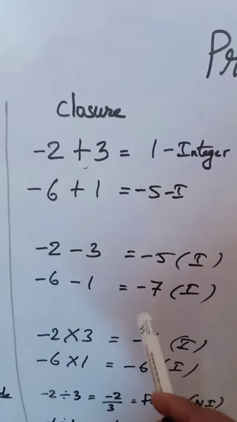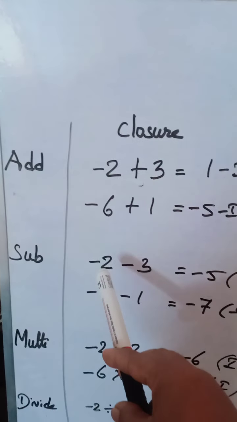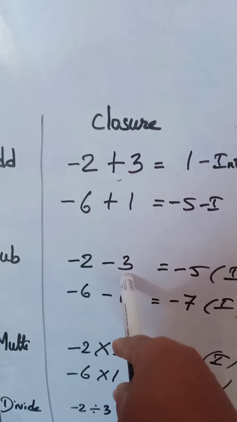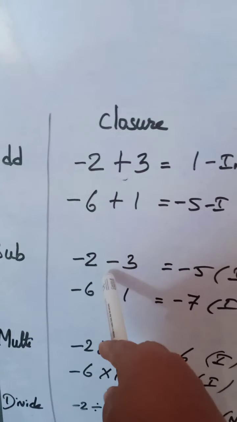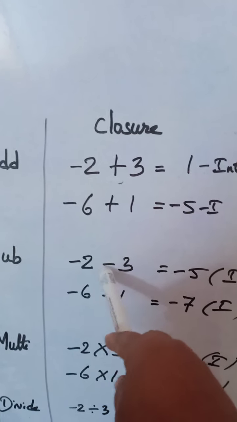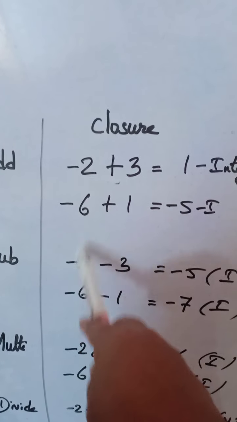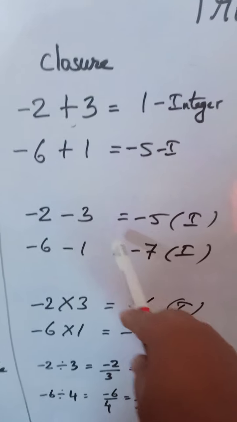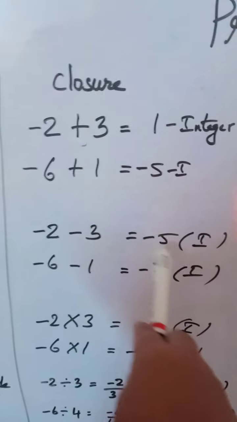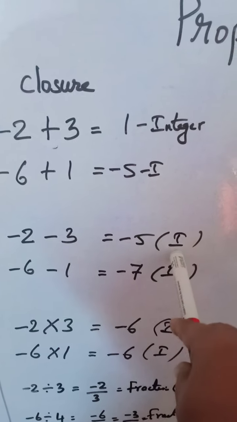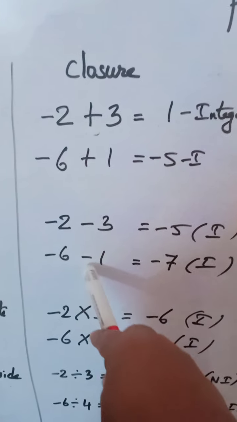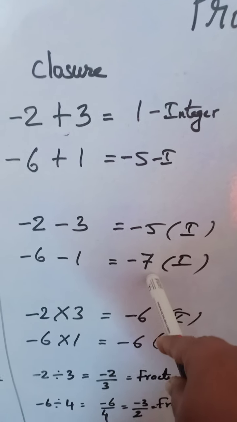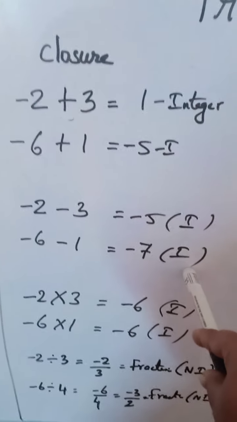Next, coming to subtraction, again I have taken the same two numbers, minus 2 and 3. Since we are going to subtract, I have put here the minus sign, the sign of subtraction. See, here it is plus and here it is minus. So minus 2 minus 3, the answer is minus 5. Minus 5 is a negative number, so it comes under integers. And here minus 6 minus 1 is equal to minus 7. Minus 7 is also a negative number, which comes under integers.